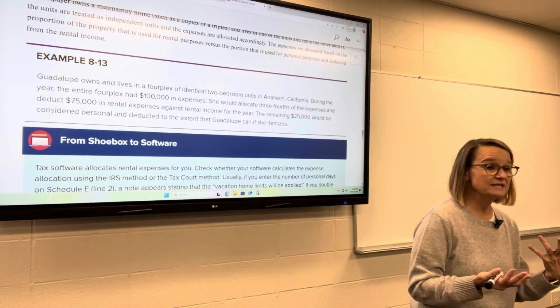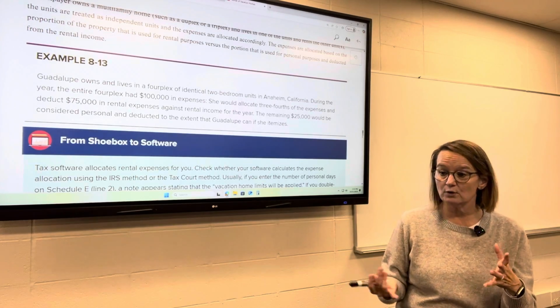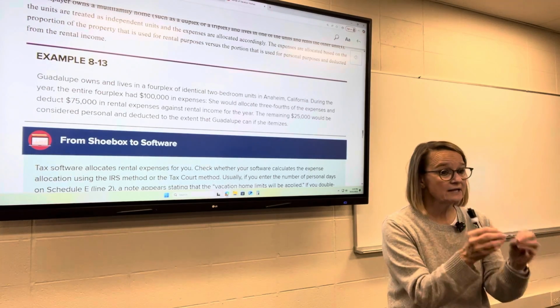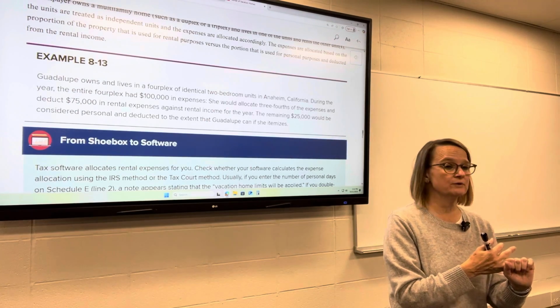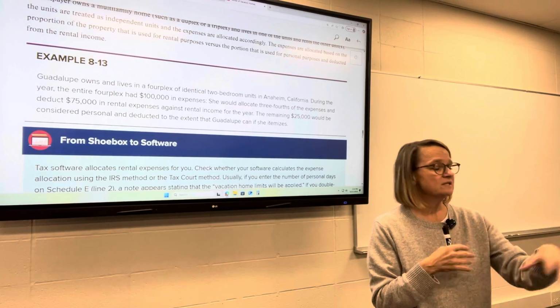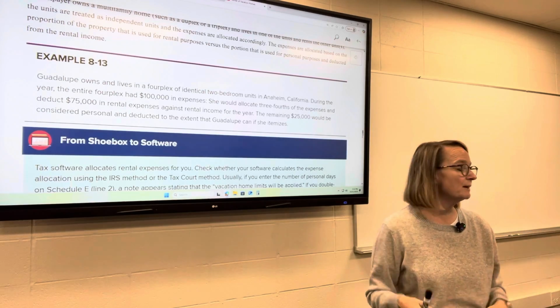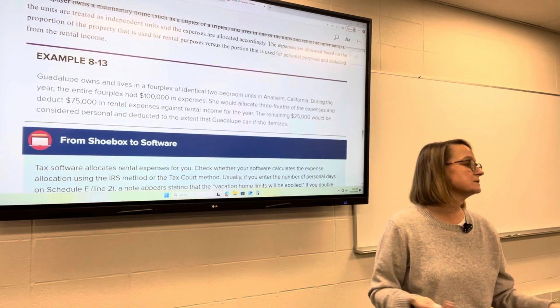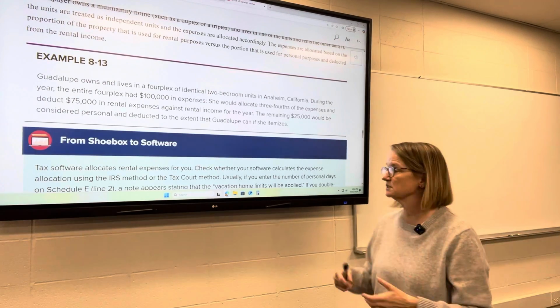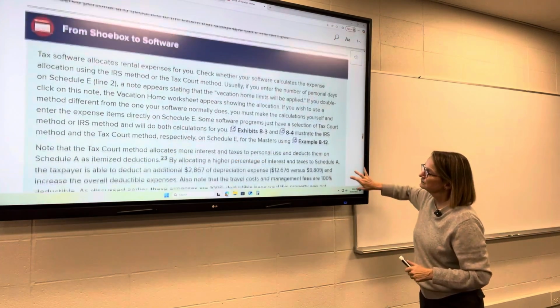There are certain expenses, again, that could be deductible 100% though. Management fees, anything directly related to the rental. Management fees, repairs done on the rental units directly. So if you had to hire a plumber to come in and unclog the toilet in one of the units, that is a direct expense. You'd get to deduct 100% of that.